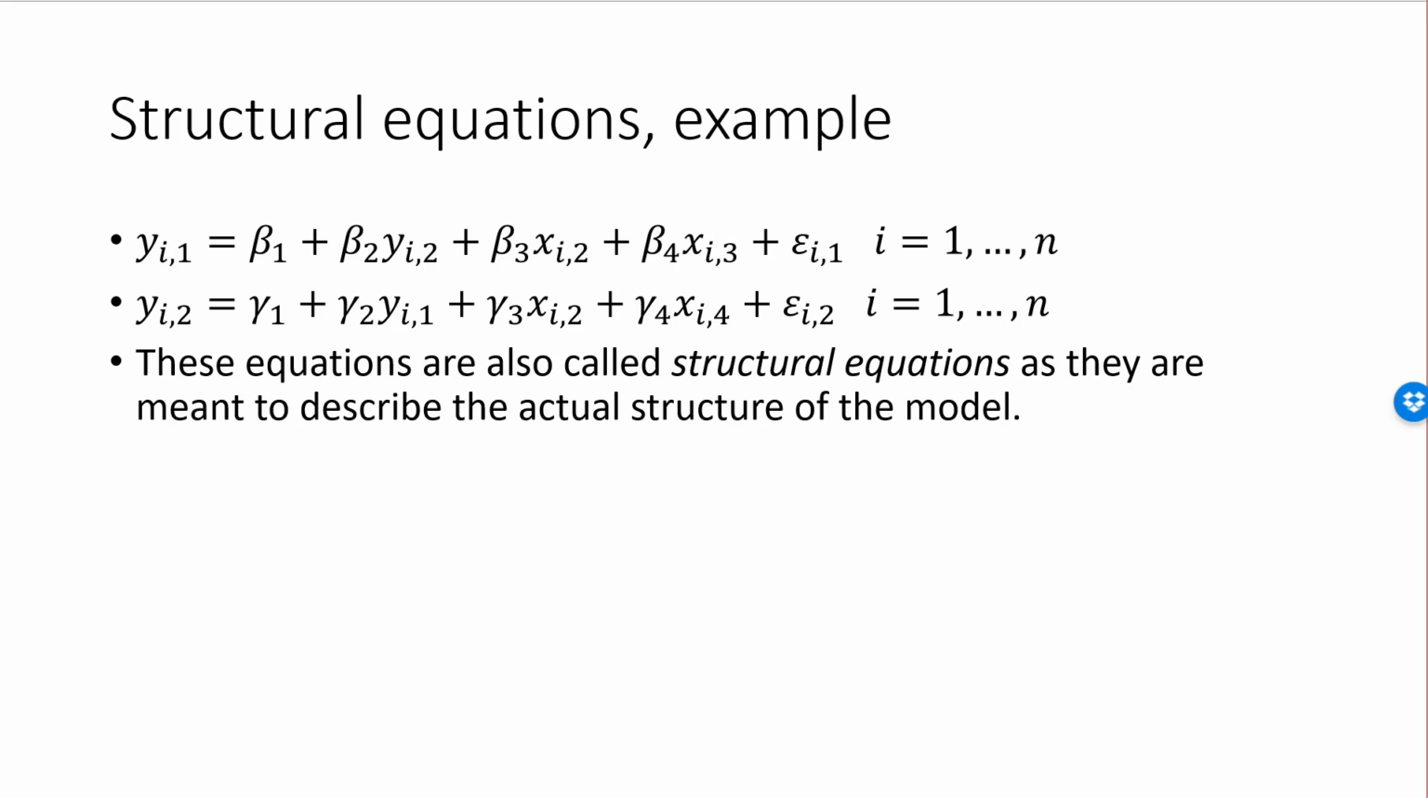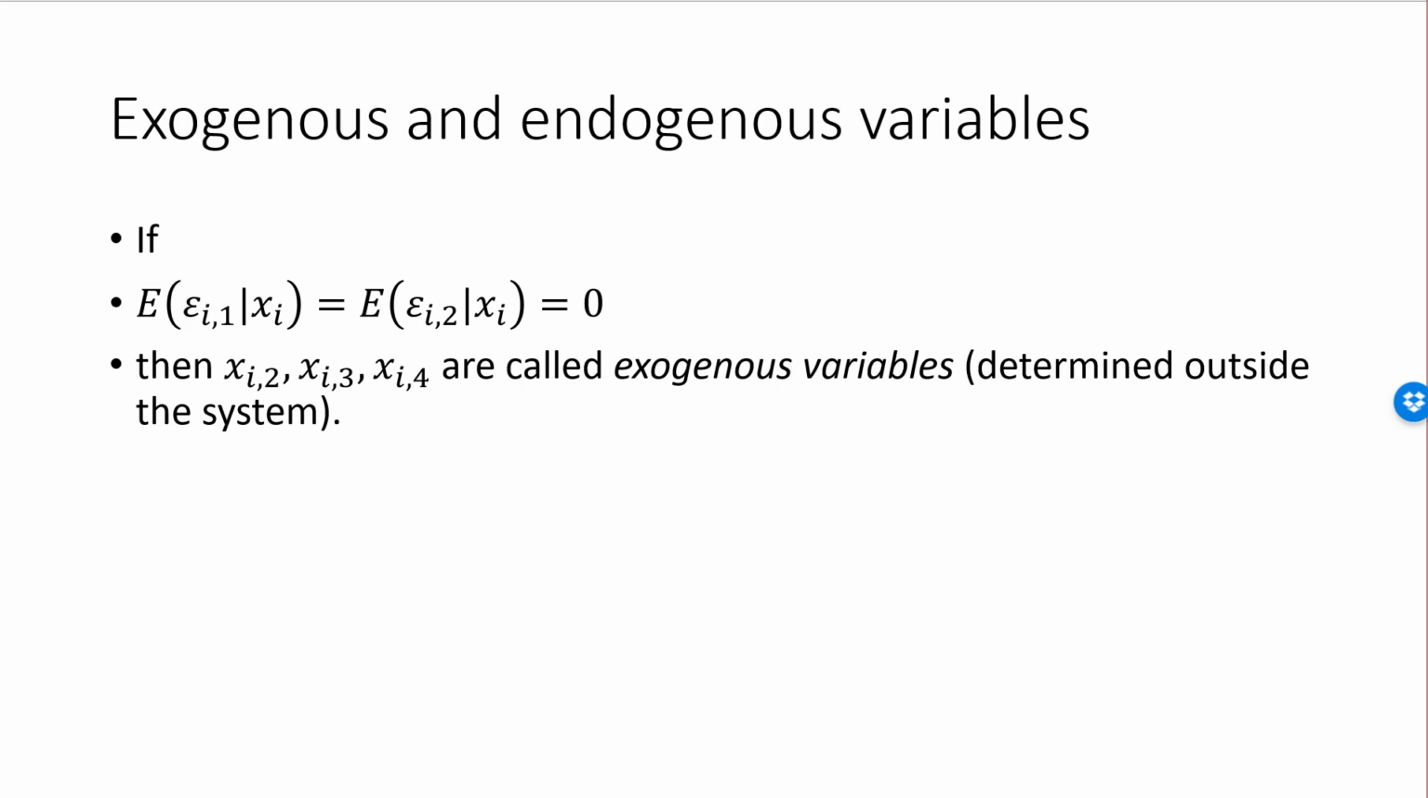So in the system, we have x variables and we have y variables, and we give them different names. If it's the case that the expected value of the error term of the first equation, conditionally on all the x variables, and the expected value of the second error term conditionally on all the x variables are both 0, then we say that the x variables are exogenous. The idea here is simply that they're determined outside the system.